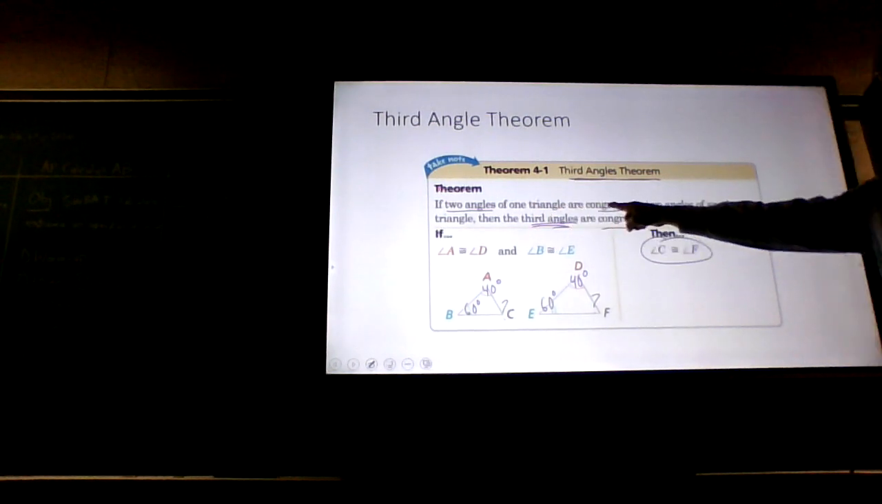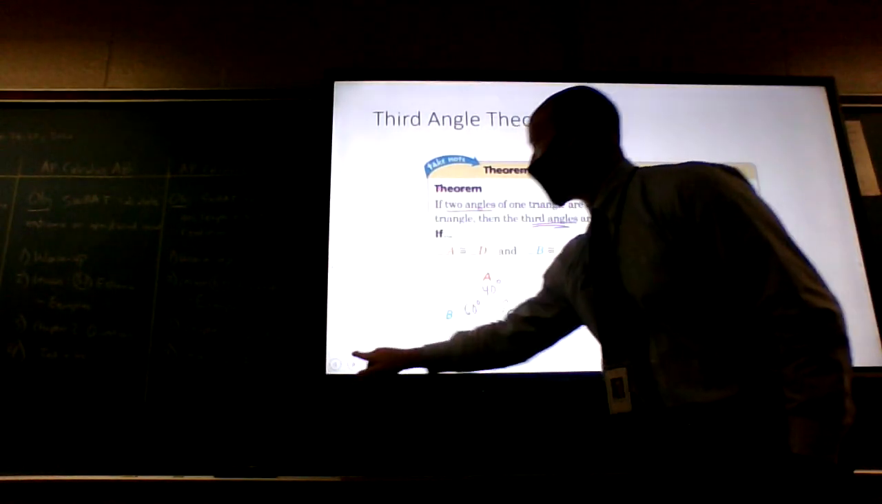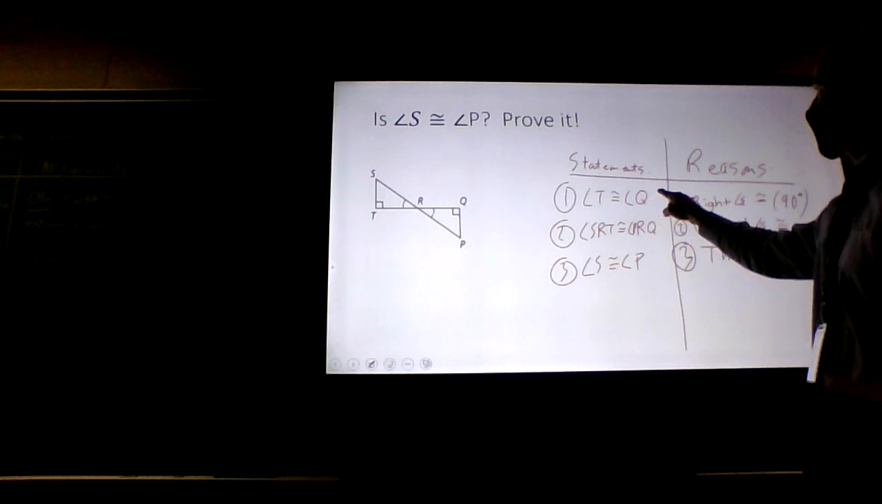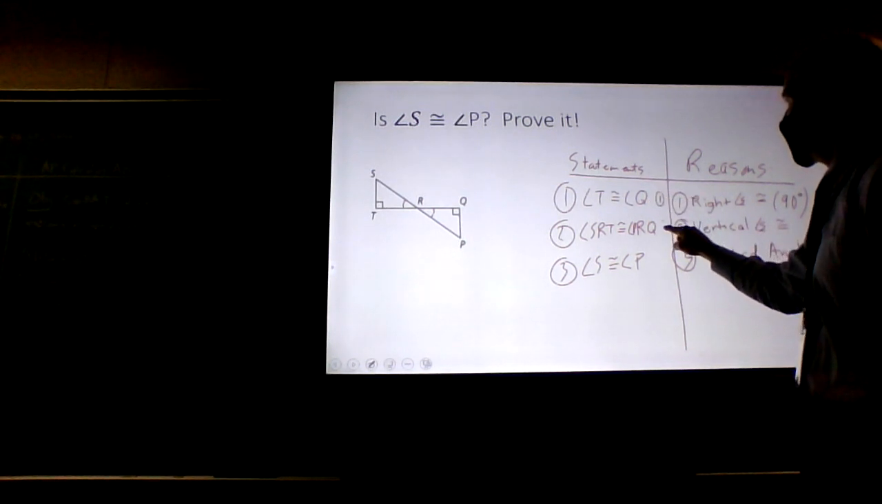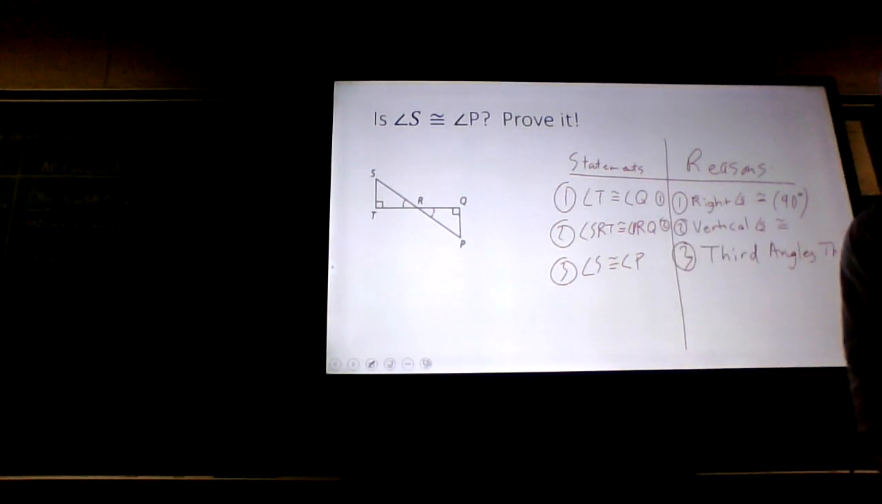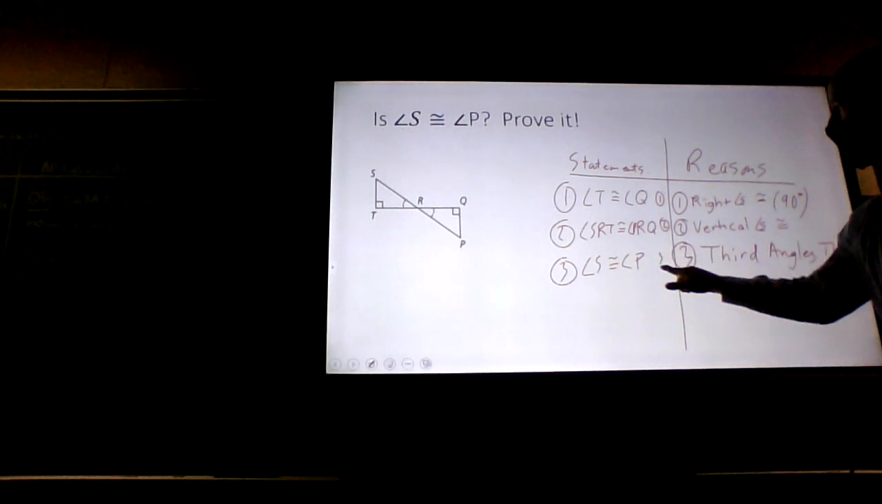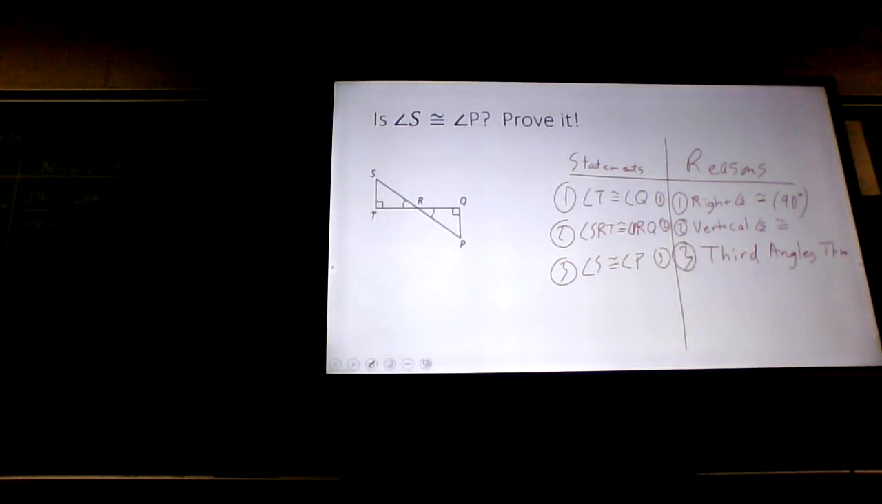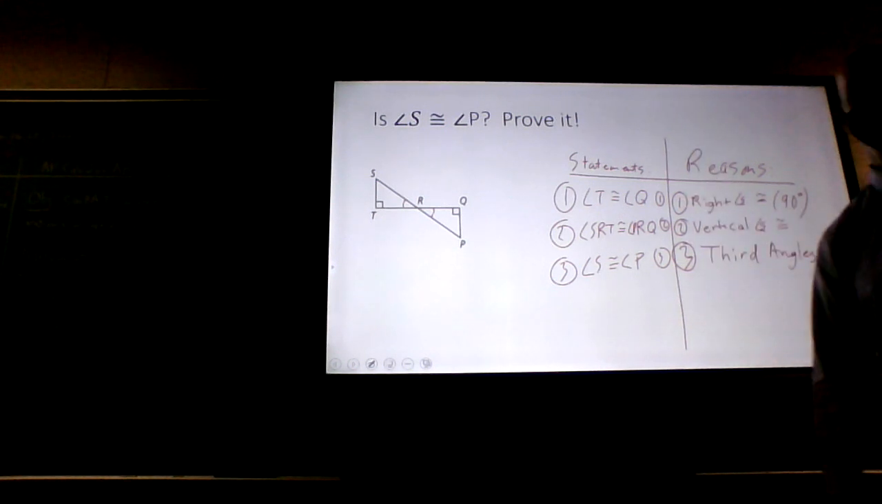If two angles in one triangle are congruent to two angles in another triangle, we just showed that one angle and then a second angle in those two triangles are congruent. Therefore, the third angles have to be congruent. Does that make sense? That's actually one of the kind of easier proofs. Would you agree? Okay. I'm going to go ahead and stop the video here.